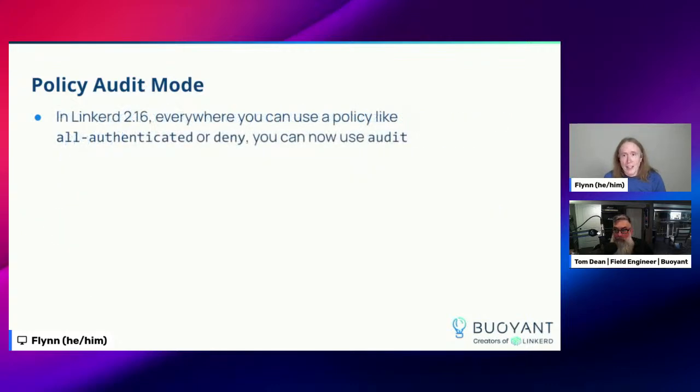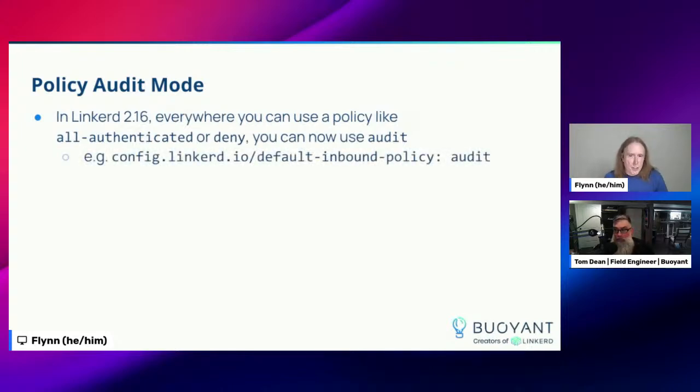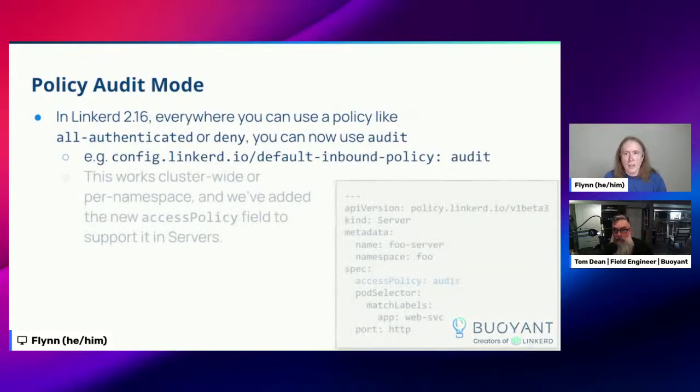So in Linkerd 2.16, every place you can refer to a policy like all-authenticated or deny, you can now also refer to audit. So for example, you could set the default inbound policy on a namespace by annotating it with config.linkerd.io/default-inbound-policy: audit, instead of deny or authenticated or whatever.